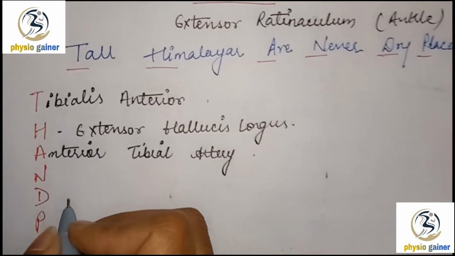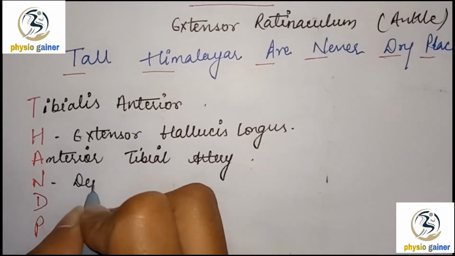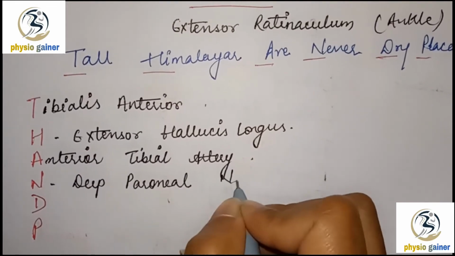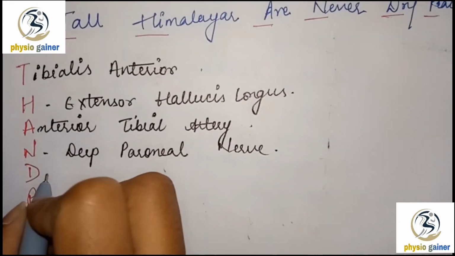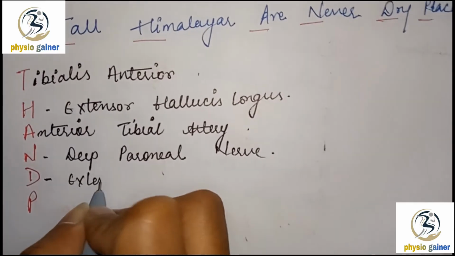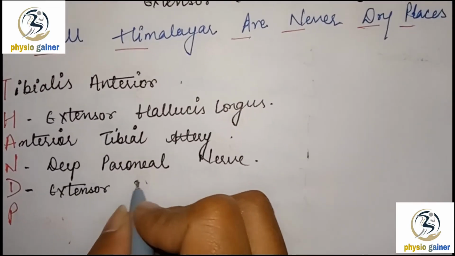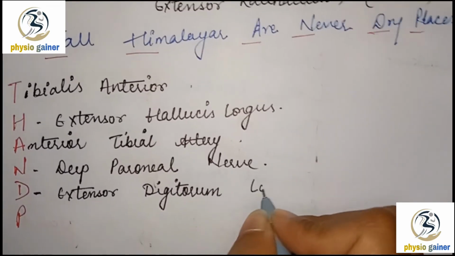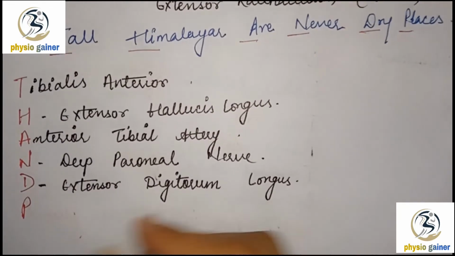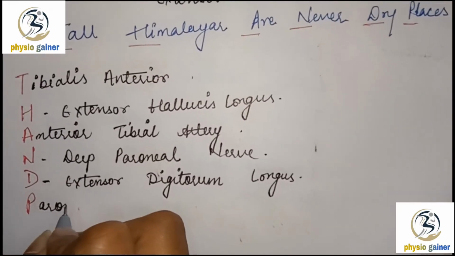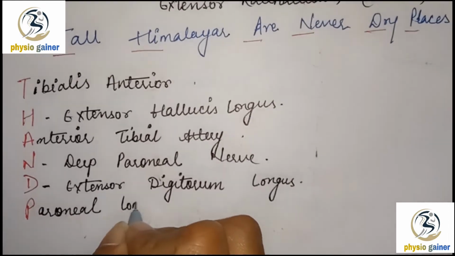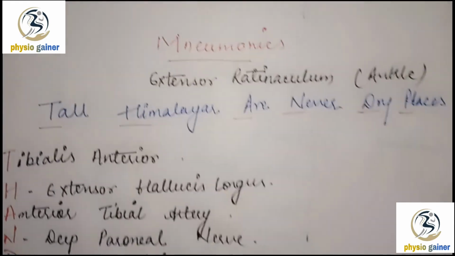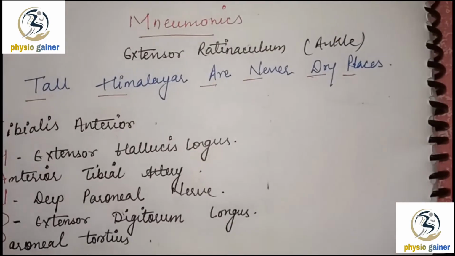Okay. What does N stand for? Deep peroneal nerve. D stands for extensor digitorum longus, while P stands for peroneal tertius. Okay, so what we have studied are the extensor retinaculum structures which pass through it.